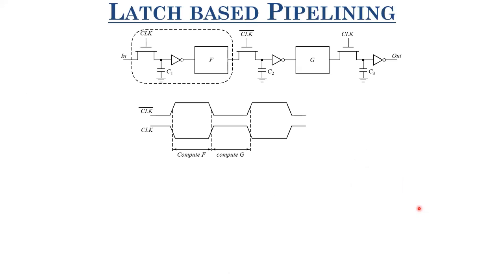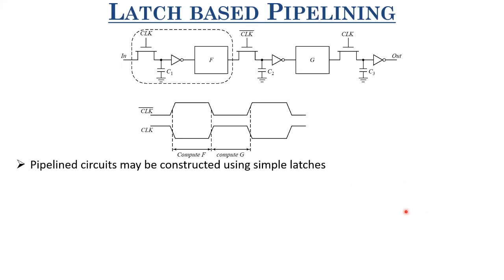So also you can use latches for pipelining. So in circuit design, you can construct these pipeline circuits using simple latches. So here you have these dynamic latches, and you see that you also have these combinational blocks F and G. So the best part about this kind of pipeline based circuits is that first you can use latches. Latches are simpler, flexible, and faster as compared to registers. So pipeline circuits are also simple.